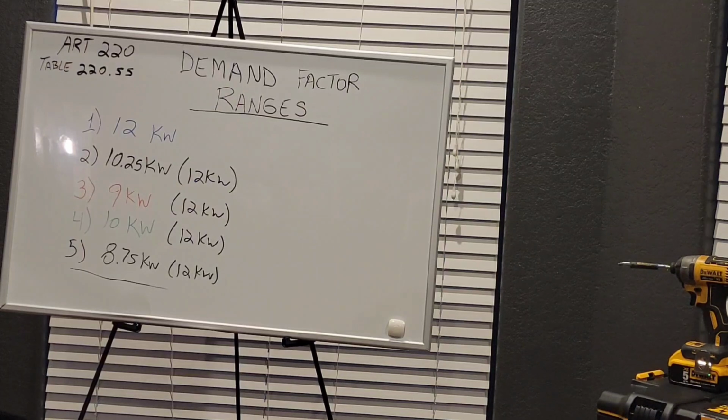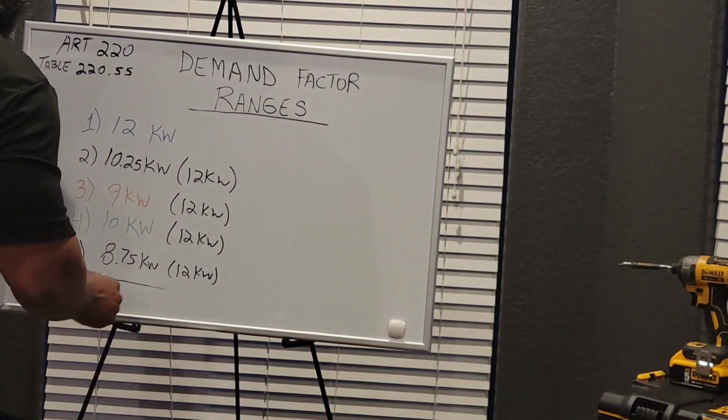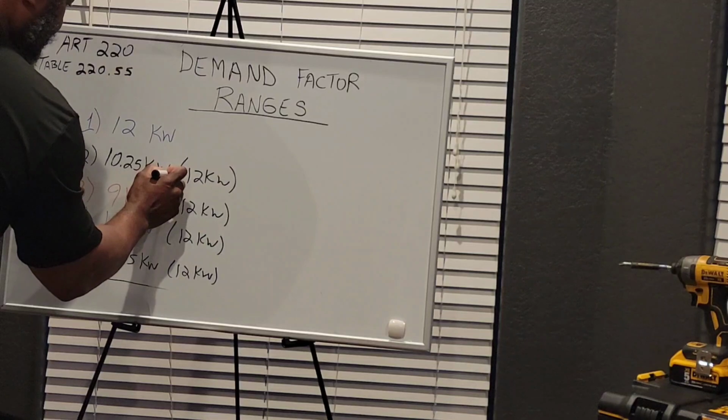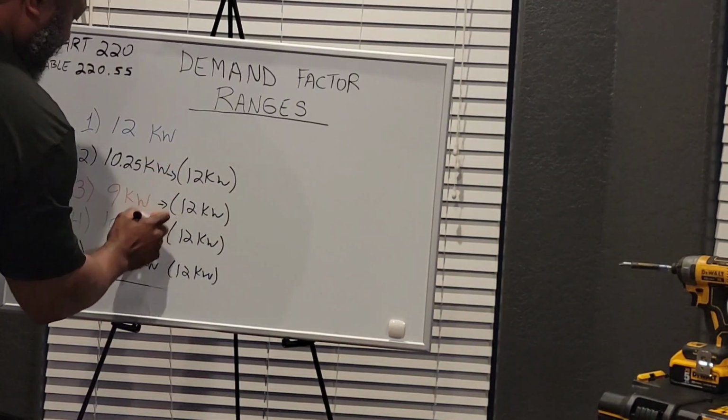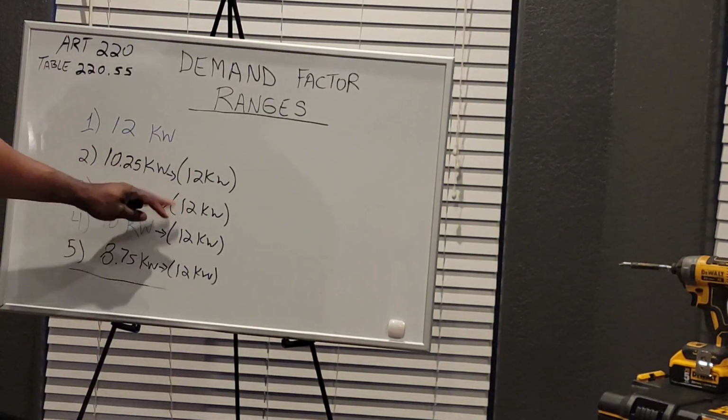All right, so let's read that again. Using 12 kW for any range rated less than 12 kW. Okay, we got that. So now let's go ahead and calculate this on up. Get your calculators out if you need them. You got 5 ranges, and all of them we're calculating at 12 kW. So now we got to calculate at this here. Everything is 12 kW now.